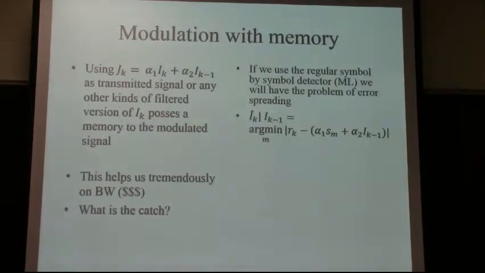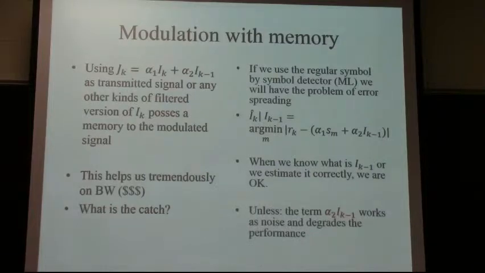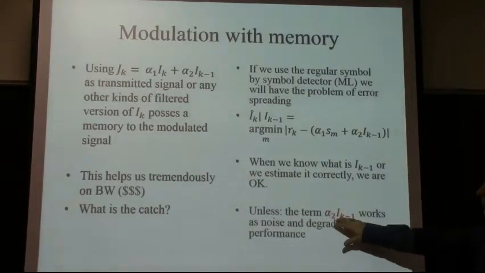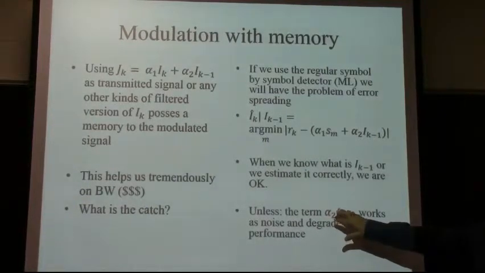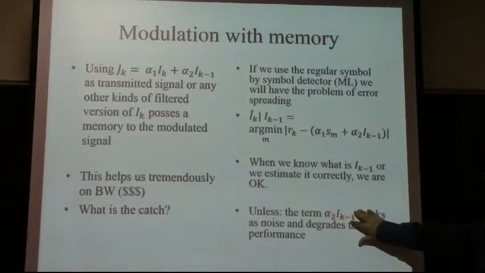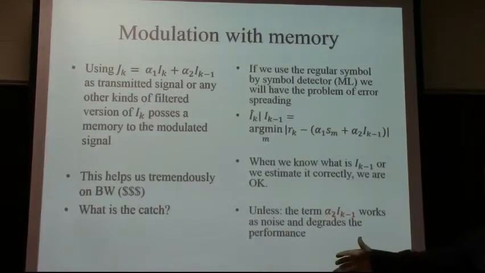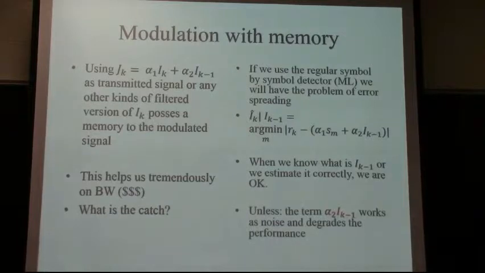This works as long as your estimation from the IK-1 is fine. That's fine. Why not? But what happens if the IK-1 has been estimated wrongly? This part also works as noise or interference in your received signal. Because, for example, suppose that actually it was 1, and we decided -1, alpha 2 plus minus 1, it makes you go over something that it actually was not. And we will see, in an example, what is the effect of something like this.